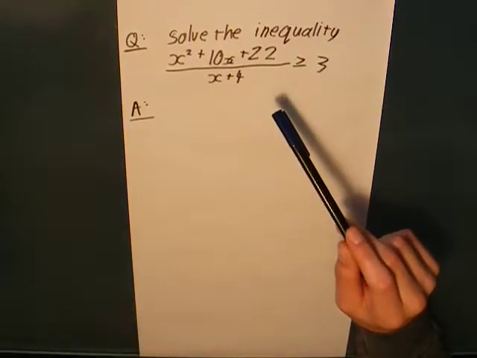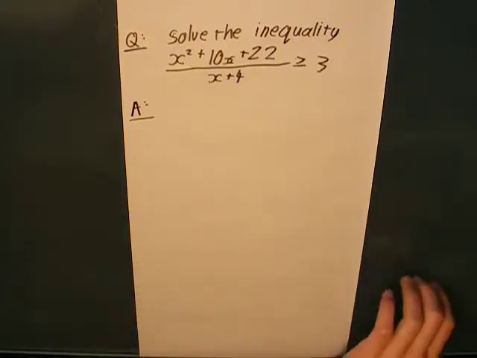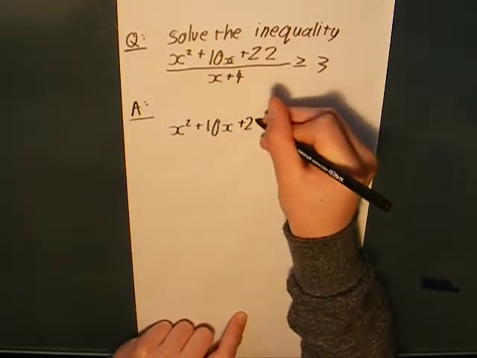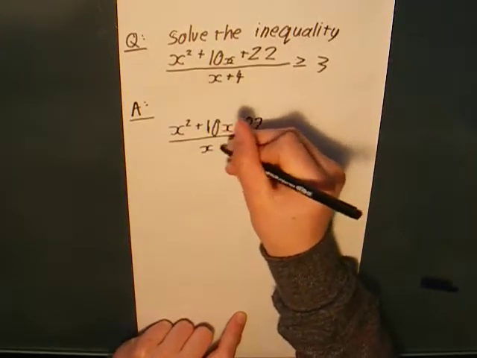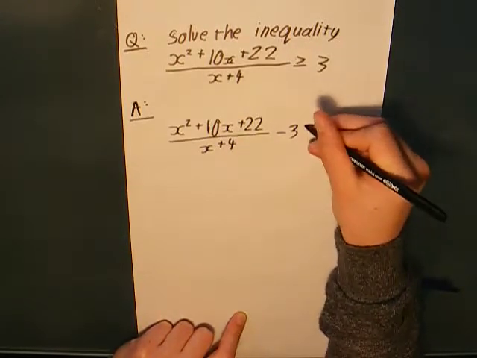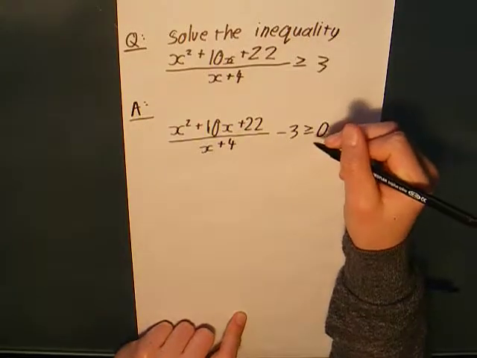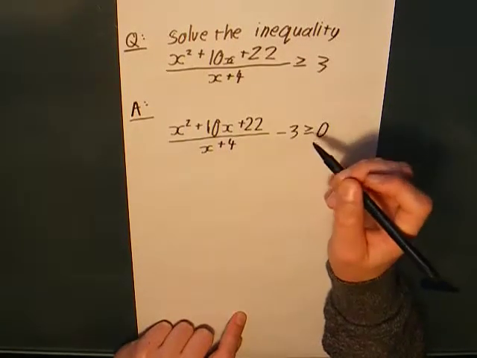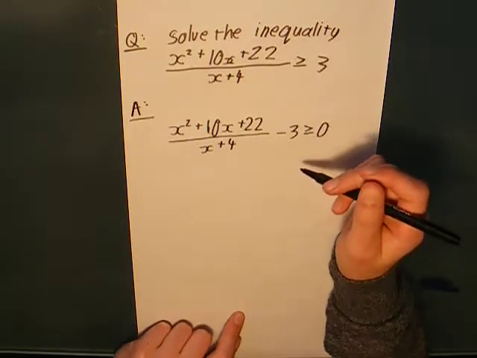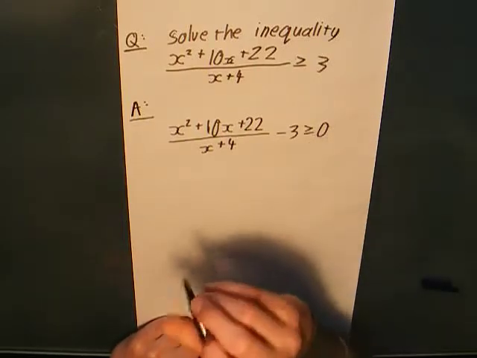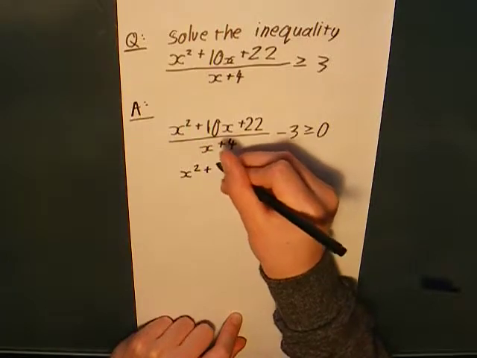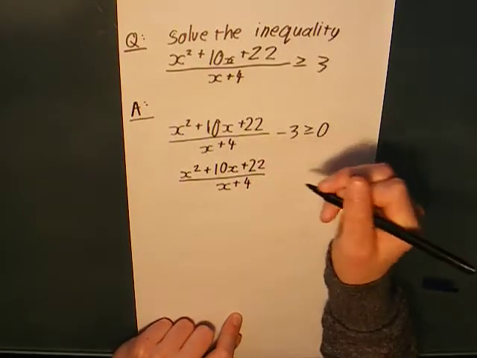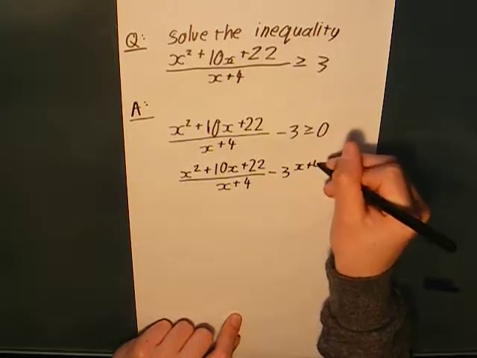So instead, we're going to start by moving all terms to one side, like so. So we're going to have x squared plus 10x plus 22 over x plus 4 minus 3 greater than or equal to 0. Okay. Well, negative 3 is just negative 3 times 1, and 1 is just x plus 4 over x plus 4, because anything divided by itself is just 1. So what I've got here is that x squared plus 10x plus 22 all over x plus 4 minus 3 is x plus 4.